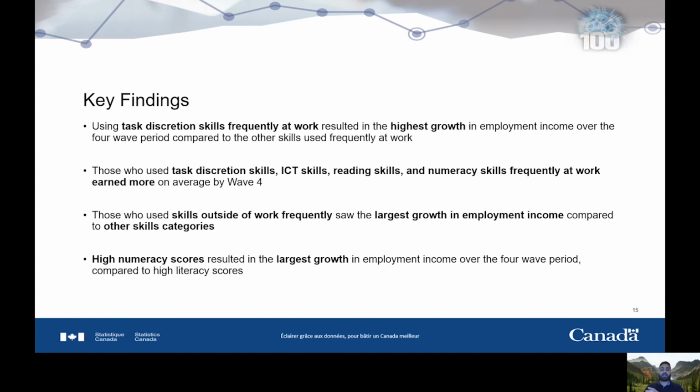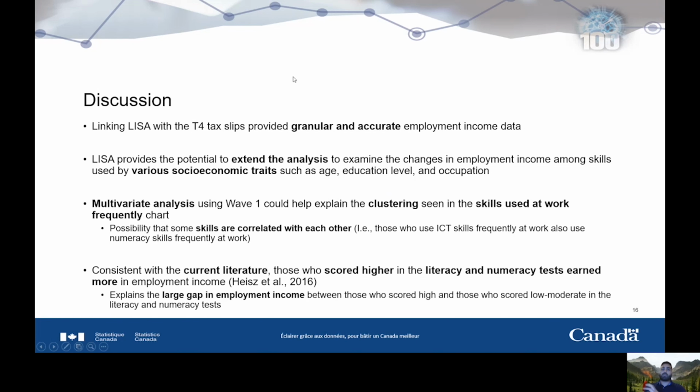Those who use skills outside of work more frequently saw the largest growth in employment income. Just to recall, those who use numeracy skills saw an over 30% increase in their employment income. And finally, those who achieved high scores in the numeracy test earned more initially and gained the most in earnings over the 4-wave period. Let's quickly have a little discussion and key takeaways from this presentation.